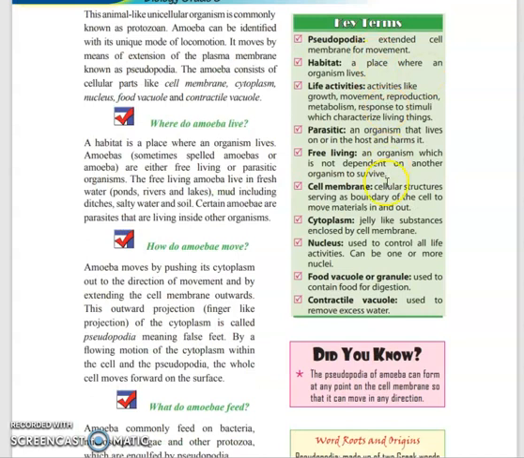Now let's look at the key terms. Cytopodia: extended cell membrane for movement.